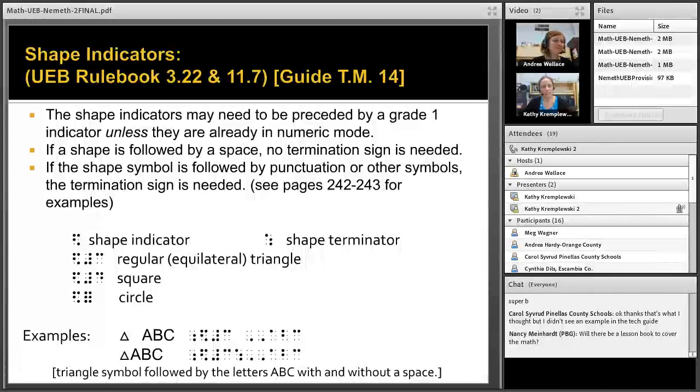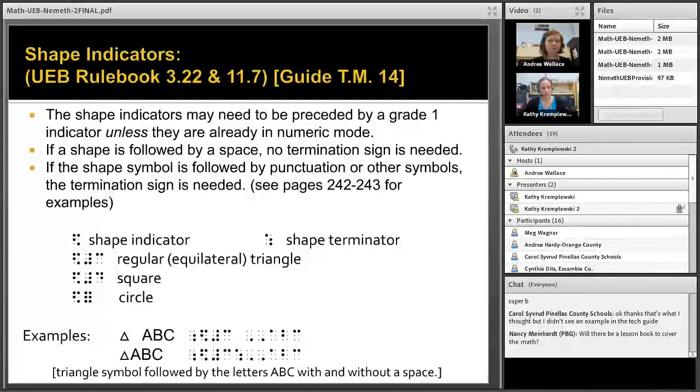Okay, next we've got shape indicators, and I gave you where they're referenced. The shape indicators may need to be preceded by the grade 1 word indicator or symbol indicator unless they're already in numeric mode. If a shape is followed by a space, no termination sign is needed, but if the shape symbol is followed by punctuation or other symbols, you do need the termination sign. And this is one of only 2 UEB termination signs that does not have a dot 3.